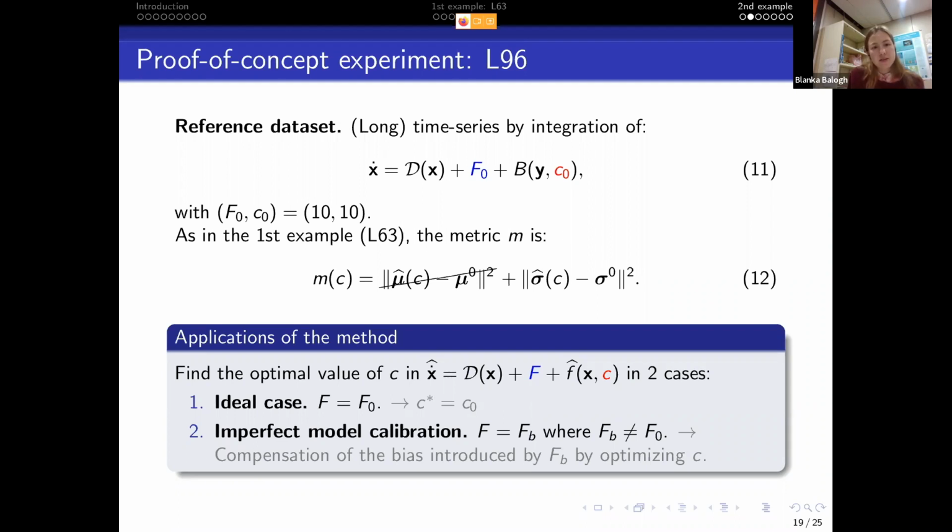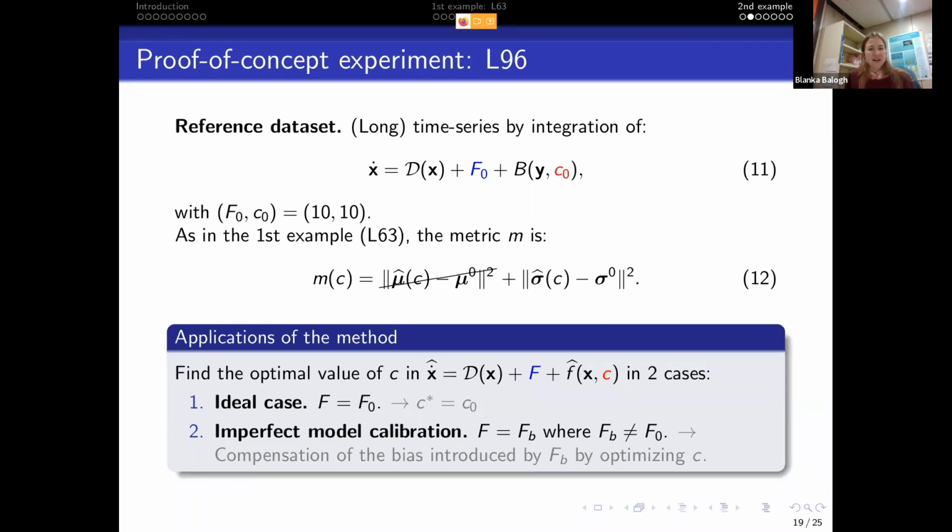The second thing we need is, as in the first example, the metric m. Here we take the same type of metric as in the previous example, but it depends on c and no longer on beta. A particularity of Lorenz 96 is that the mean value does not depend on any parameters because it always equals 0. So the first term can be simplified, and the metric corresponds only to the error on standard deviations computed on orbits obtained by integrating the equations with the neural network parameterization, and the standard deviation computed on the reference dataset.